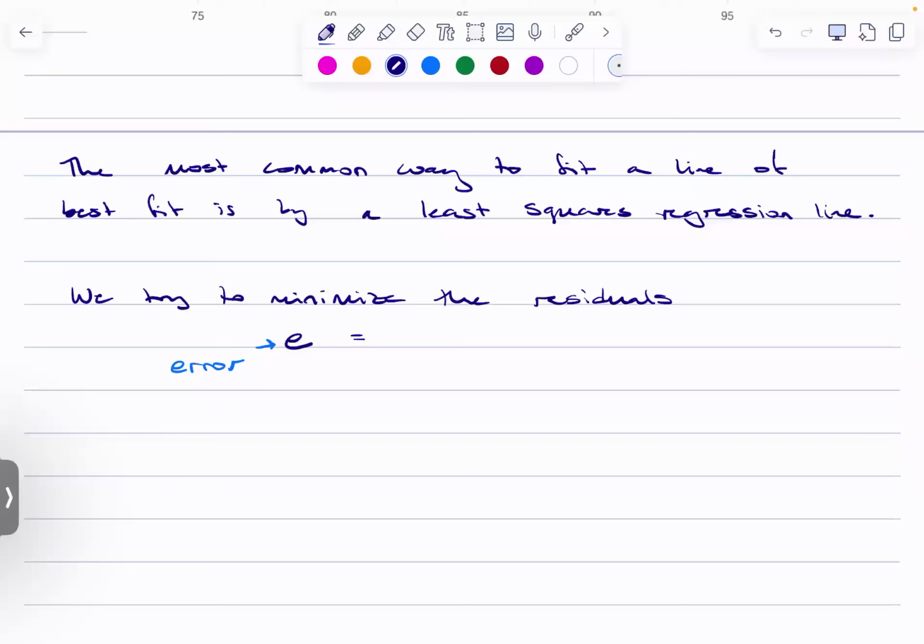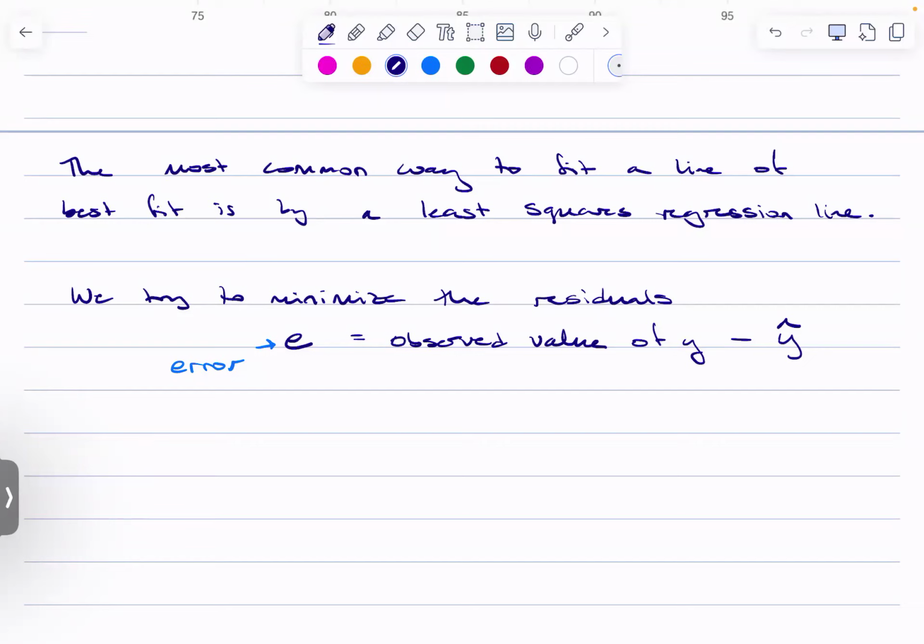And the error of the line is going to be the observed value of Y minus the predicted value of Y. Can I use the shorthand? Y hat.